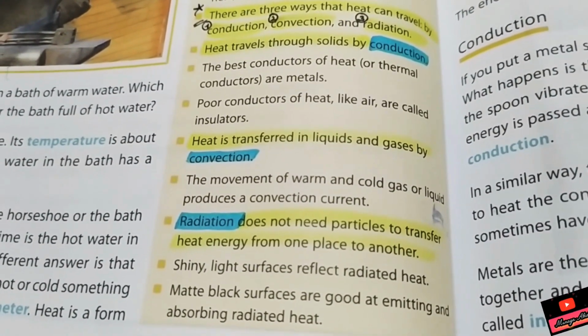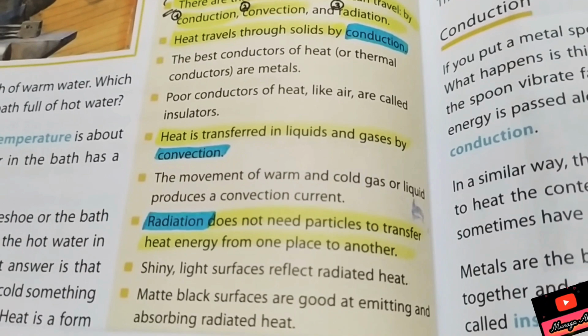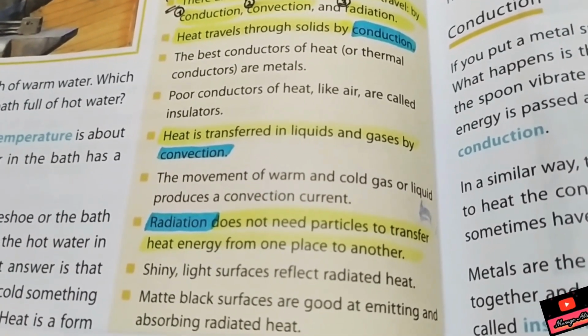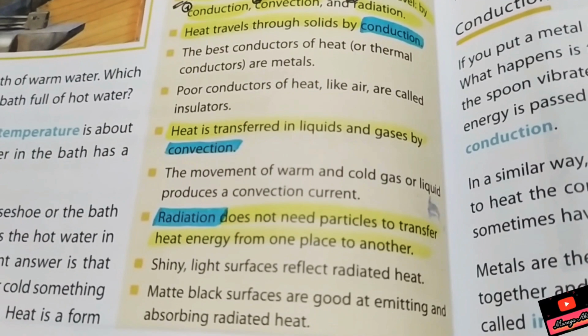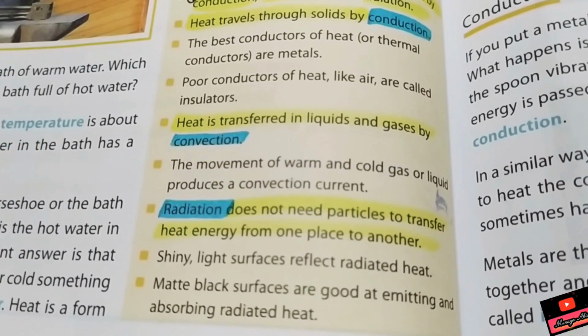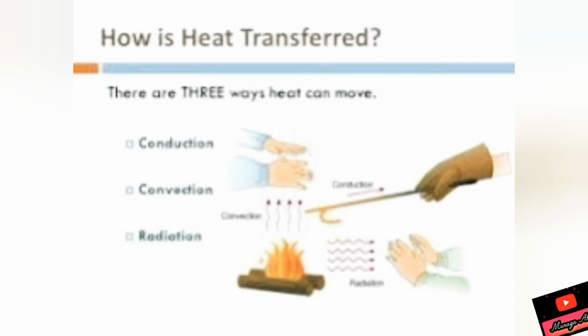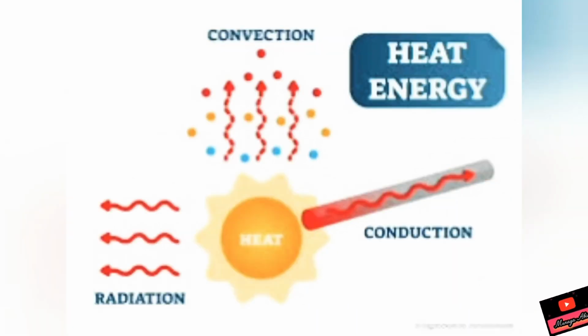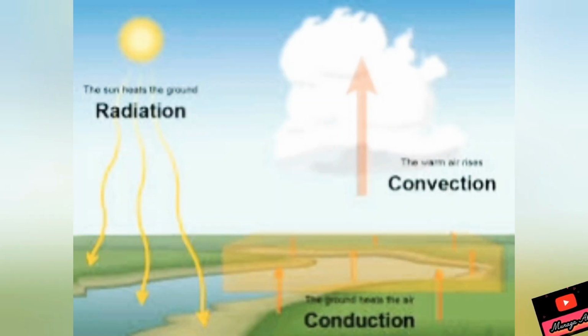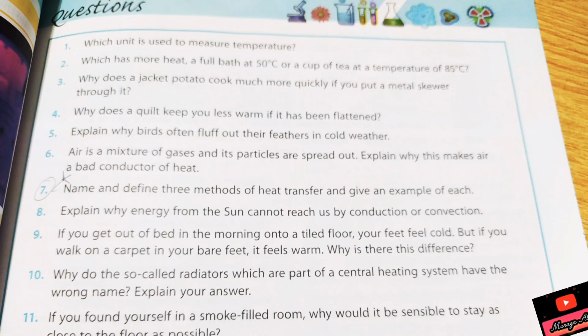Heat is transferred in liquids and gases by convection. Radiation is the third type of transfer of heat that does not need particles to transfer heat energy from one place to another place. The last most important thing is black surfaces are good at emitting and absorbing heat. Heat is transferred in solids by conduction, in liquids and gases by convection, and without any medium through radiation. From the sun we are getting heat through radiation. Now we will study the question answers and we will write the answers.